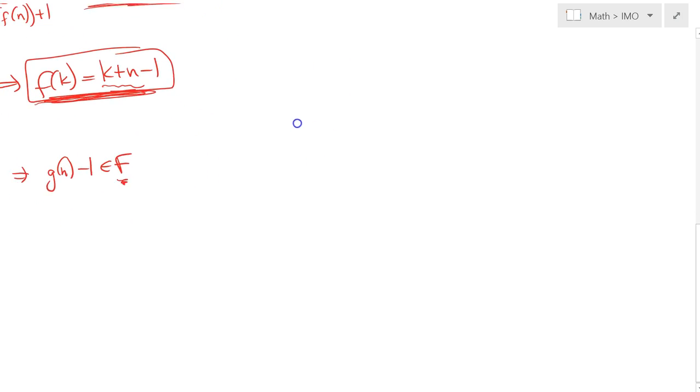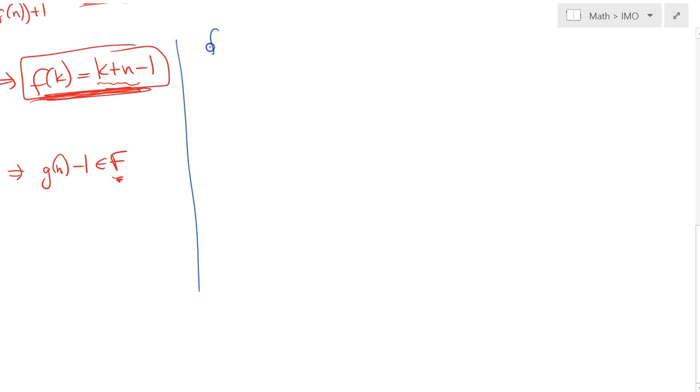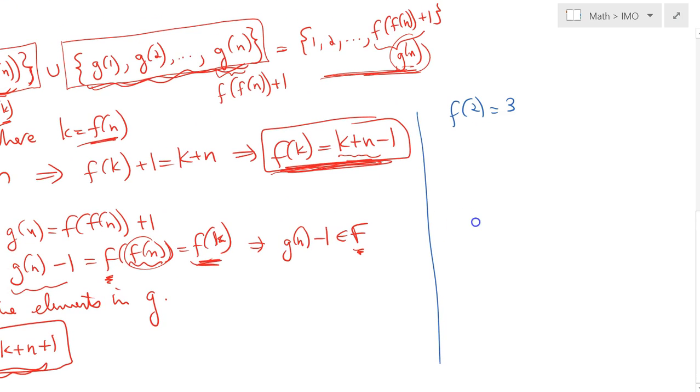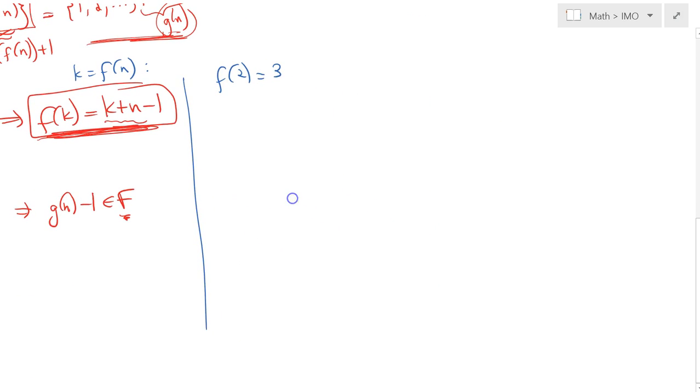So I know that, let's write that down here. f of 2 is equal to 3. Then, recall that our initial assumption was that k is equal to f of n. Whenever k is equal to f of n, we know that f of k is equal to this, right? So if f of 2 is equal to 3, that means f of 3 is simply equal to k, 3 plus n.